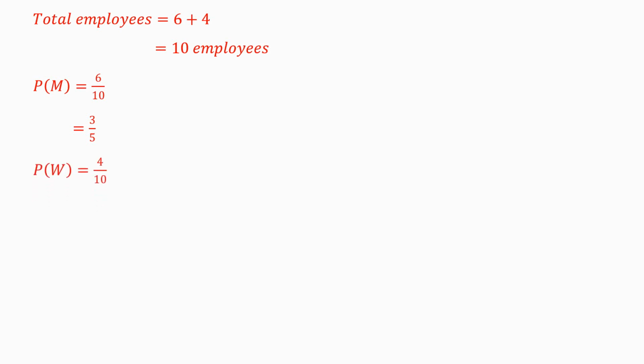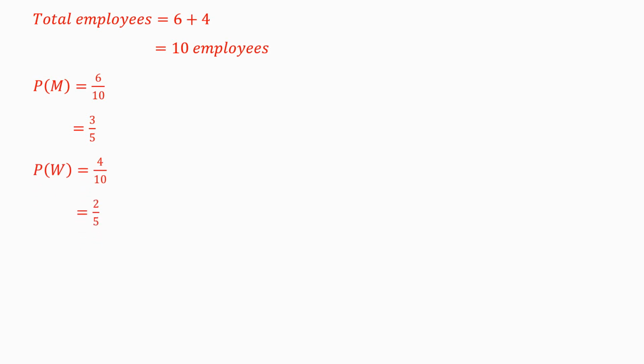The first step is to determine the total number of employees, which is 6 plus 4, which is equal to 10 employees. Then we determine the probability that a man is chosen, which is 6, since there are 6 men, over 10, which can be simplified to be 3 over 5. Then the probability that a woman is chosen is 4 over 10, which is equal to 2 over 5.